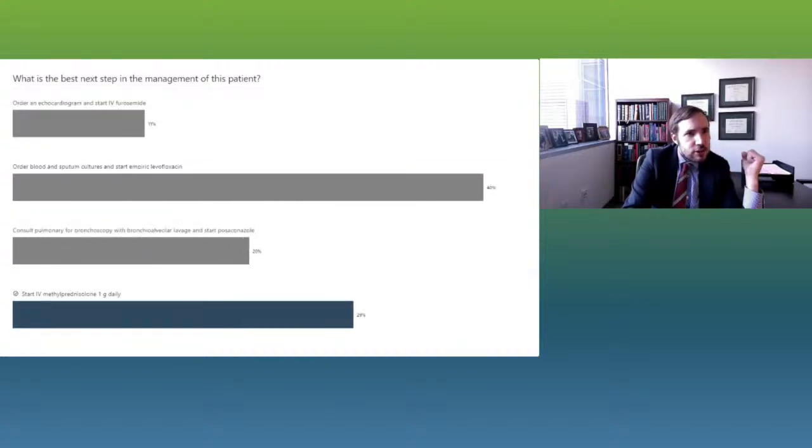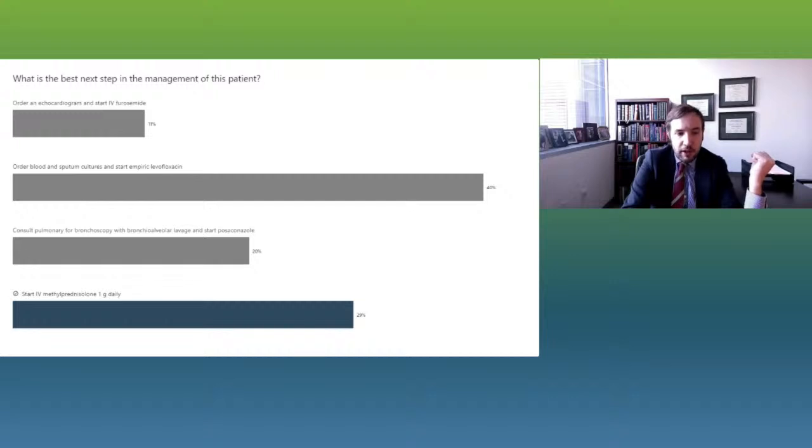All right, so we got some folks jumping towards an echo, giving some diuresis, got people checking blood cultures, sputum cultures, some people just going straight to pulmonary. I agree that the next best step, while we're considering these other things, would be to go ahead and start these steroids. I think with the patient's history and then the pulmonary findings on the imaging, which are actually a little startling, we would just jump straight towards the methylprednisolone.